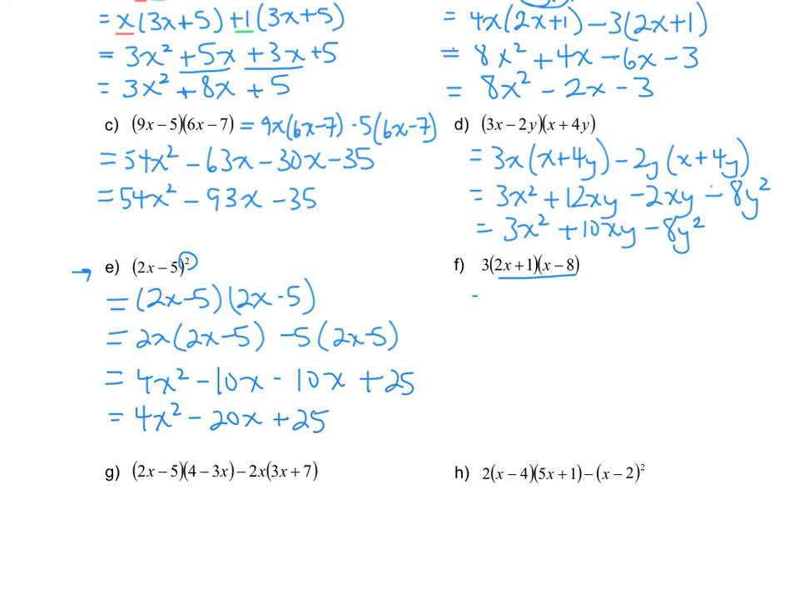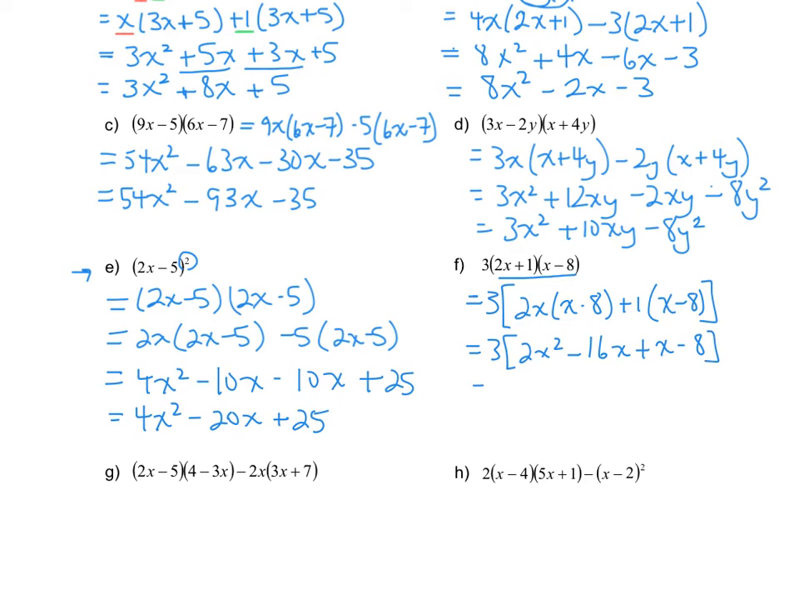All right, for part F, I'm going to leave that 3 in the front. It will eventually multiply everything, but I'm going to focus on the harder part of multiplying the binomials. The 2x has to multiply the x take away 8, and the plus 1 has to multiply the x take away 8. So the 3 is just getting copied down for the time being. We're going to end up with a 2x squared minus 16x plus x minus 8. And that's going to give you 2x squared minus 15x minus 8.